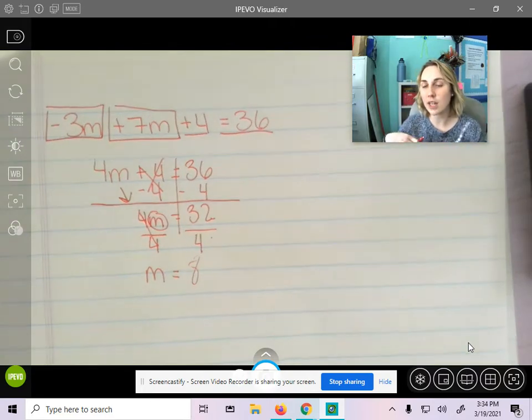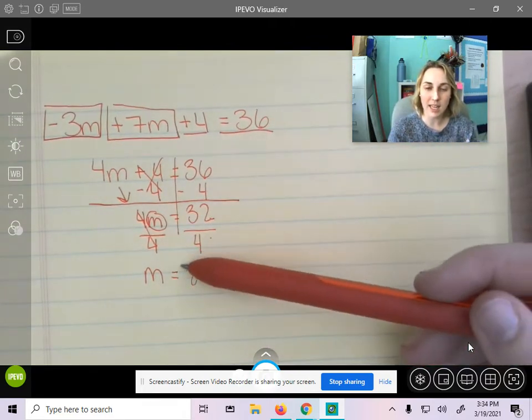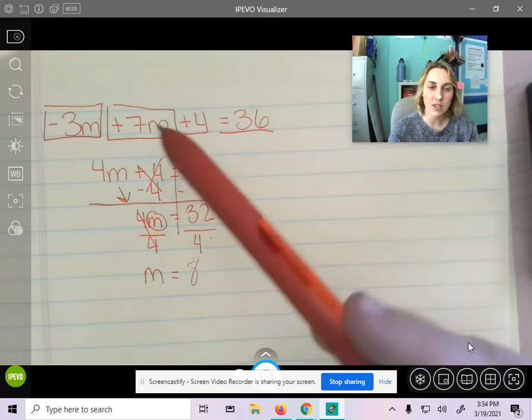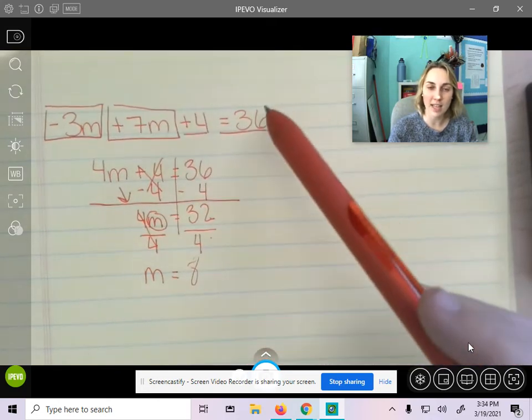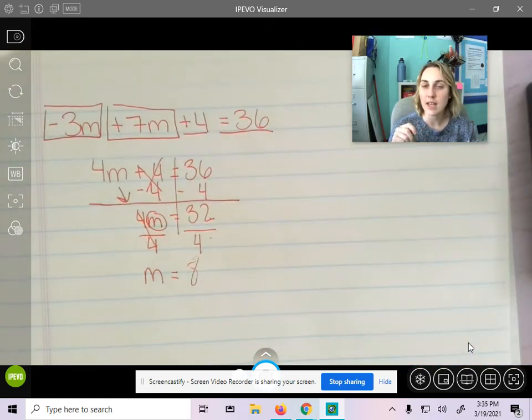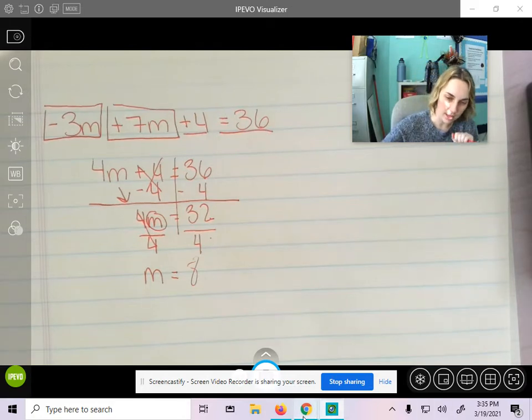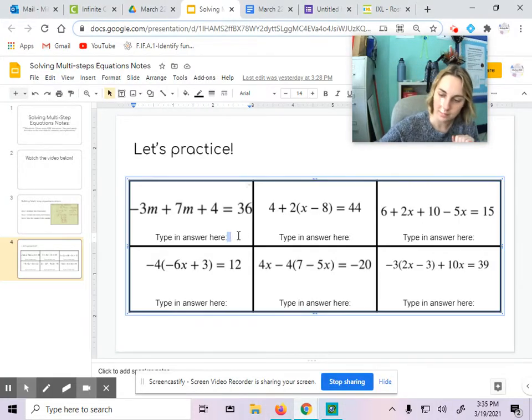And if you ever wanted to check your work, all you have to do is plug in your 8 into the original equation and make sure that it is equal to 36. In this case, that would happen. Therefore, it is going to be 8. Okay. So the answer to our very first one is going to be 8.